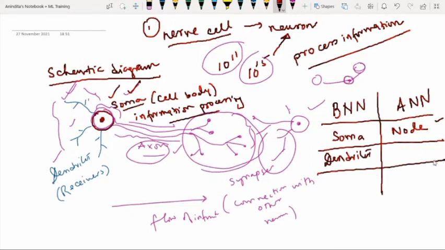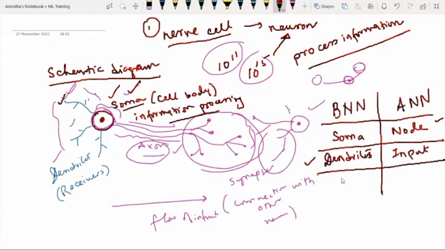So soma represents node. Now let's talk about dendrites in biological neural network. So these dendrites are replicated as inputs. So whenever I discuss input in artificial neural network, you have to understand it resembles dendrites. Dendrites are responsible for receiving information from other neurons, right?